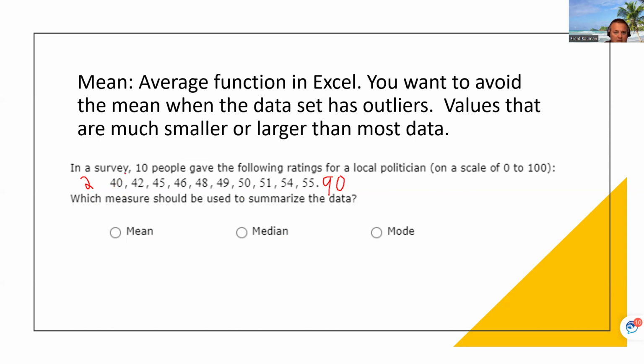But since these are all bunched together and there aren't any outliers, the mean is the best option to work with out of the three that we're dealing with here. So again, just look at your data set, make sure the numbers are sort of together, and then that's when you want to use the mean.